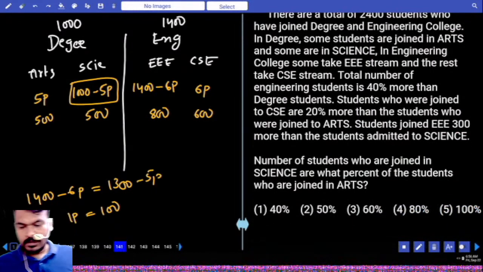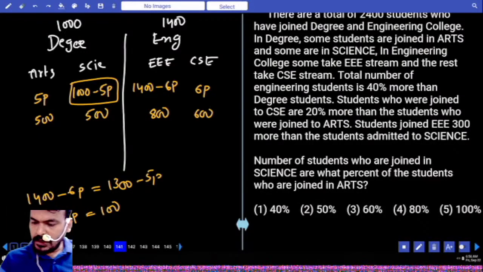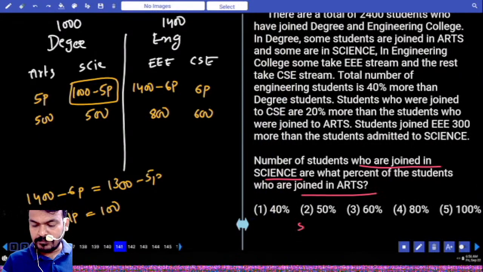What is the first question? The number of students who joined in science is what percentage of the students who joined in arts? Science members are 500, arts members also 500. Then 500 by 500 is 100%.